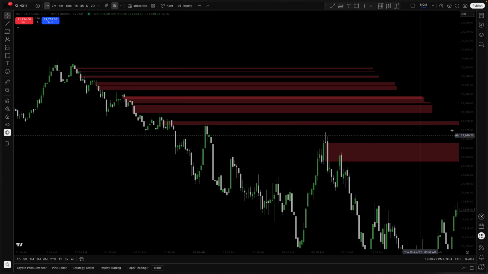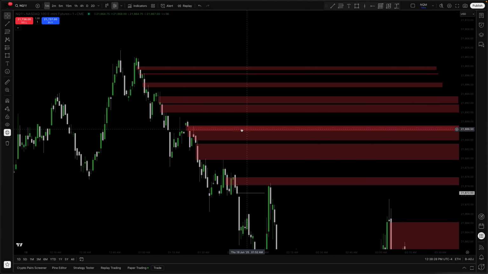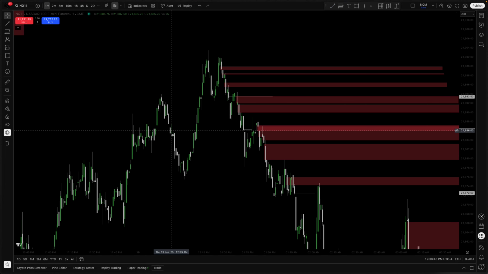This is an inefficiency. There is no top wick here. This is an inefficiency that was fulfilled. This is an inefficiency. So off market hours, when volume is low, there are a lot more inefficiencies, right? So this is one. There are so many here. You can see this one right here, right here, right here.